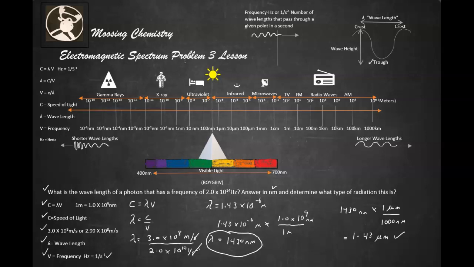So our original answer is 1,430 nanometers. But when we use the scale right here, we need to know what it is in micrometers. And it happens to fall right about here. I'm going to put an X there. Falls right about there, and that's in the infrared area, guys. So this is going to be IR radiation.